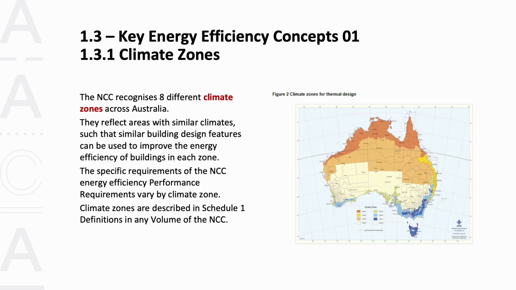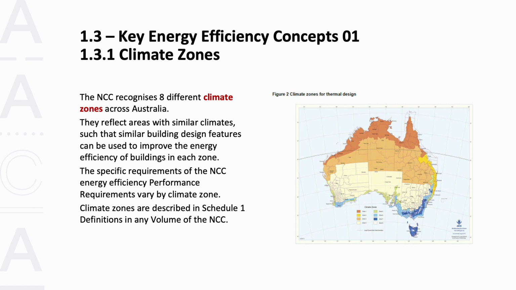So let's look at climate zones. The map is figure 2 from schedule 1 definitions that sits in any volume of the NCC. The map, together with its associated table, defines the 8 NCC climate zones for energy efficiency. There is a larger expandable version of this climate zone map available at the ABCB website, along with state and territory maps. The climate zones are shown by the different colours.